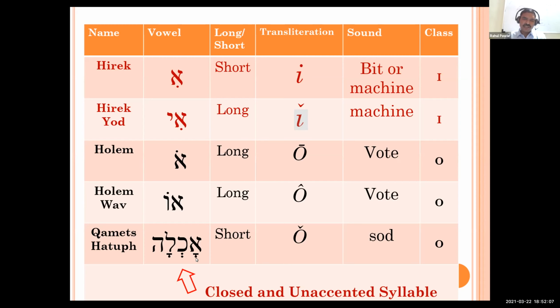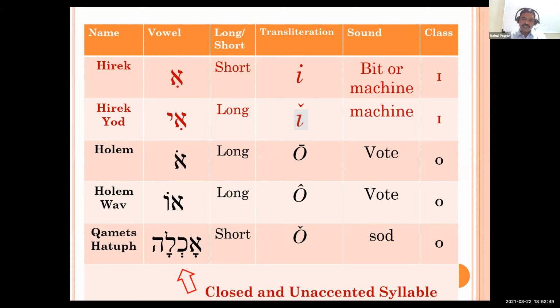Now you may ask, this is the sign of kamets, then why does it give an O sound? Because the syllable is closed and unaccented. Now you may ask, what is this closed and unaccented syllable? In chapter 5, we are going to see in detail about the closed and unaccented syllable. When a syllable is open and when a syllable is closed, about that we are going to see in chapter 5. But at this stage, you just remember that this word is a kamets hatuf.